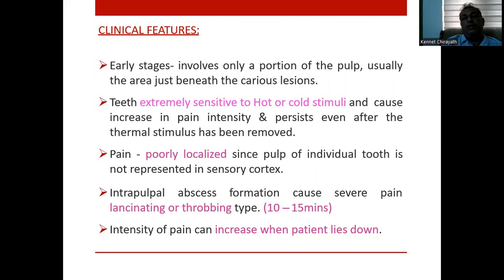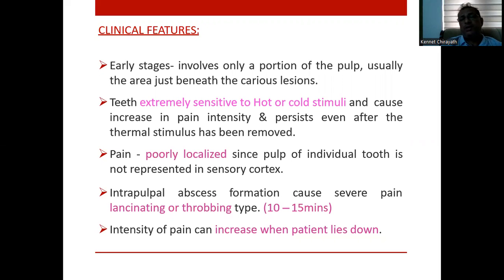That is, the patient is sensitive to hot and cold, which may cause an increase in pain intensity, or the pain may persist even after the stimulus is removed. So one of the main diagnostic features of irreversible pulpitis is that the patient will have pain even after the stimulus is removed. The pain lasts for 2 to 3 minutes even after the stimulus is removed.